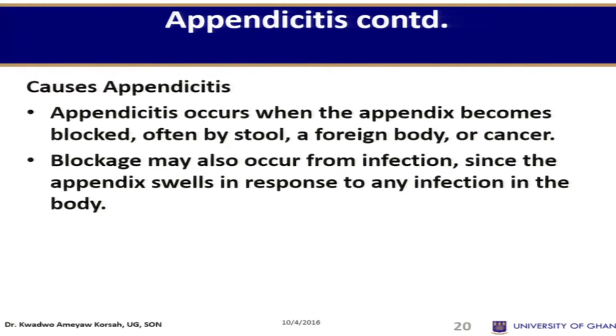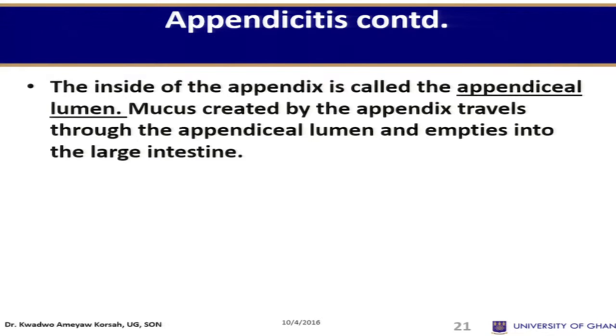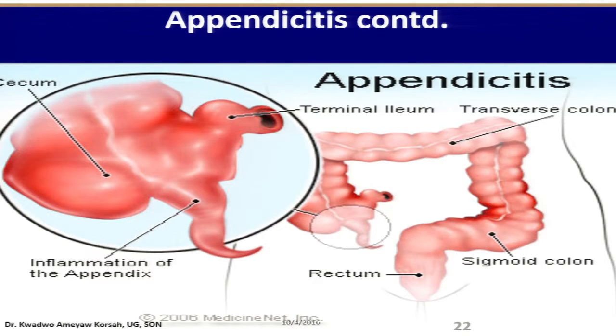Causes: appendicitis occurs when the appendix becomes blocked, often by stool, foreign body, or cancer. The blockage may also occur from infection, since the appendix swells in response to any infection in the body. The inside of the appendix is called the appendiceal lumen. Mucus created by the appendix travels through the appendiceal lumen and empties into the large intestine. As you can see on the screen, let me show you the picture.